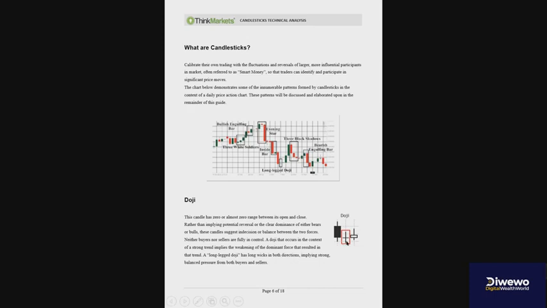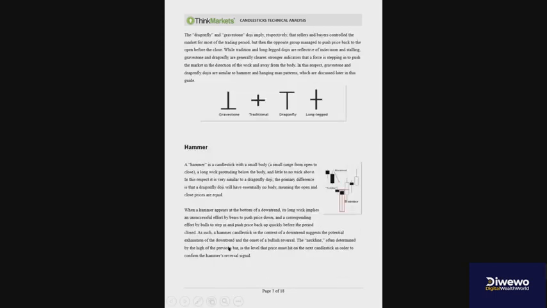This is what we call dodgy. If you see any pattern like this, it's dodgy, and it's a sign of rejection in the market. So just read it and grab what dodgy means. We have what we call hammer. A hammer too is a sign of rejection. As you can see, it has a very long wick and a small body upward. So that is hammer. Read this particularly so you can understand; it's self-explanatory.